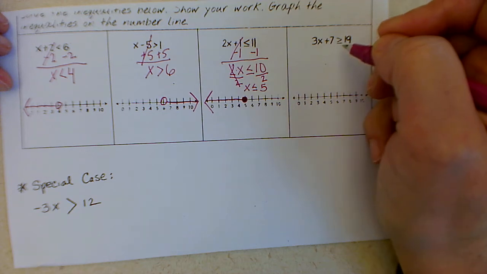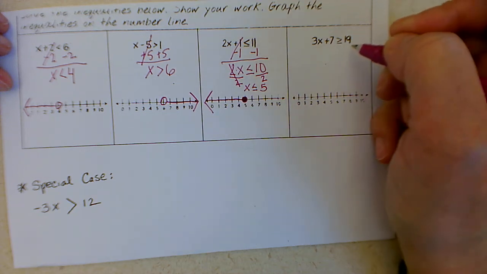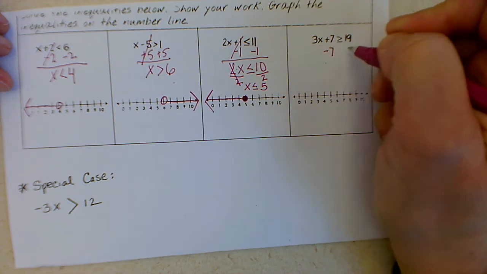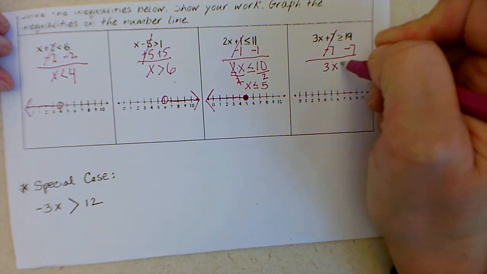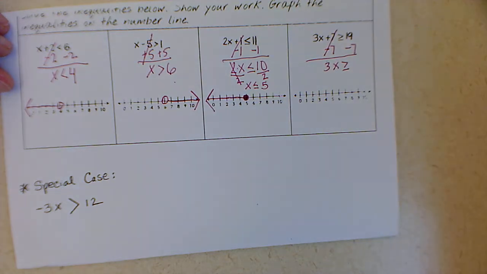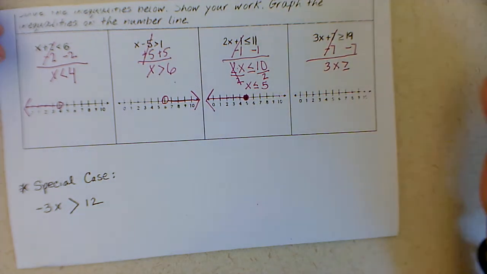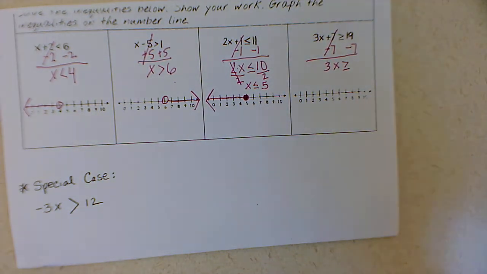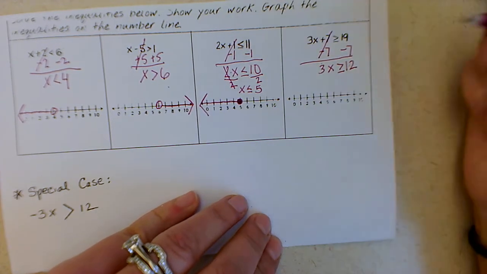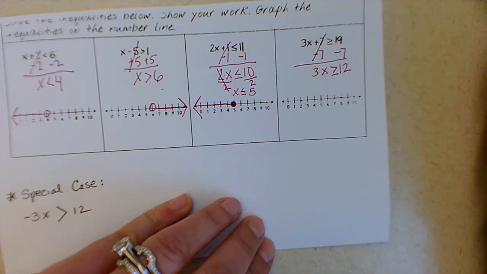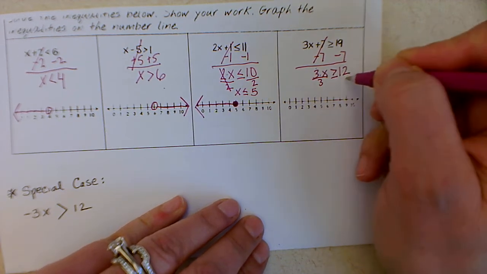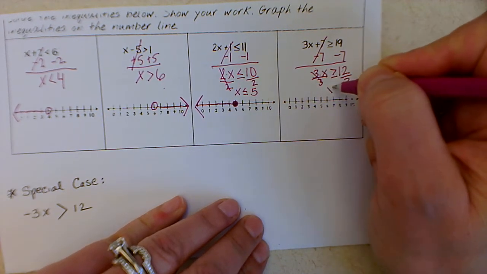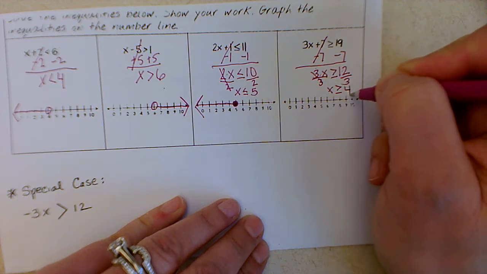Next is 3x plus 7 is greater than or equal to 19. So we're going to subtract 7 from both sides because that is the weaker bond. We get 3x is going to be greater than or equal to 19 minus 7, which is 12. So 3x is greater than or equal to 12. The 3 is linked to x by multiplication, so let's divide both sides. So we get x is greater than or equal to 4.